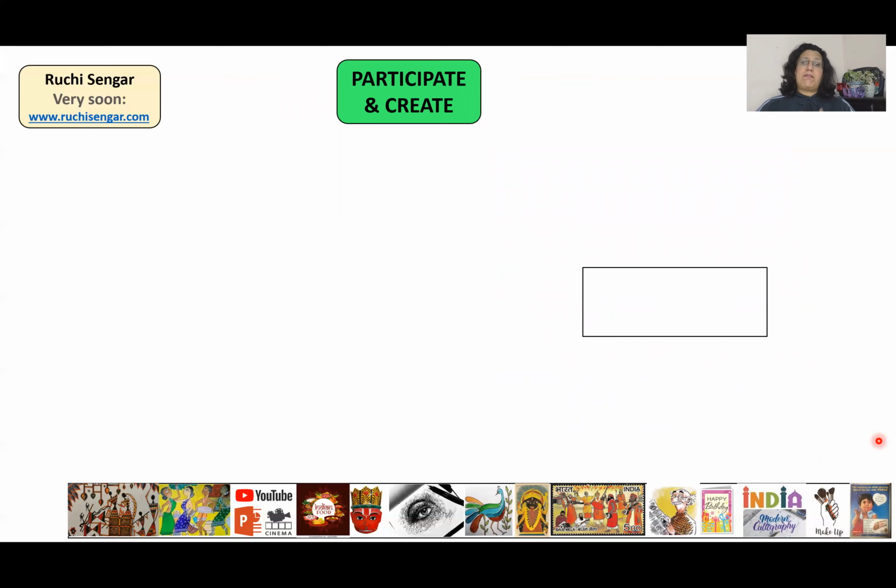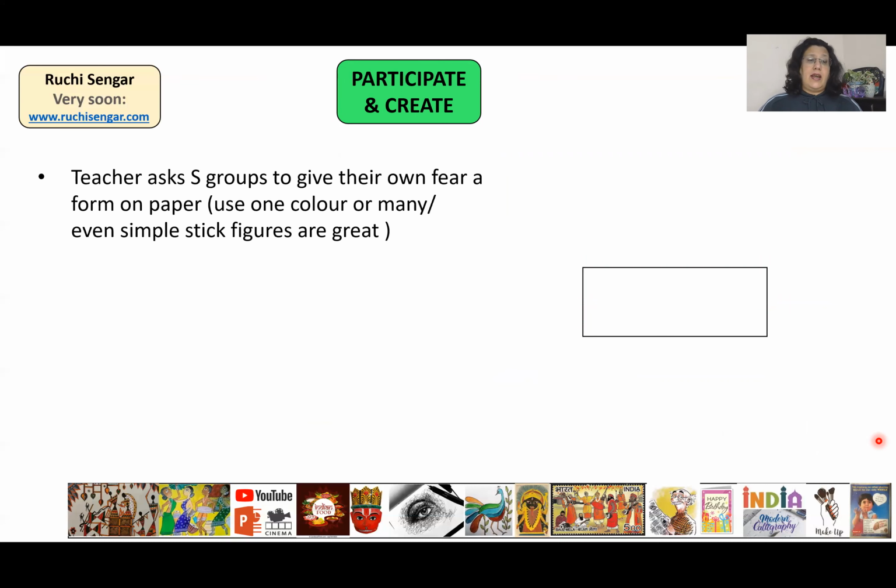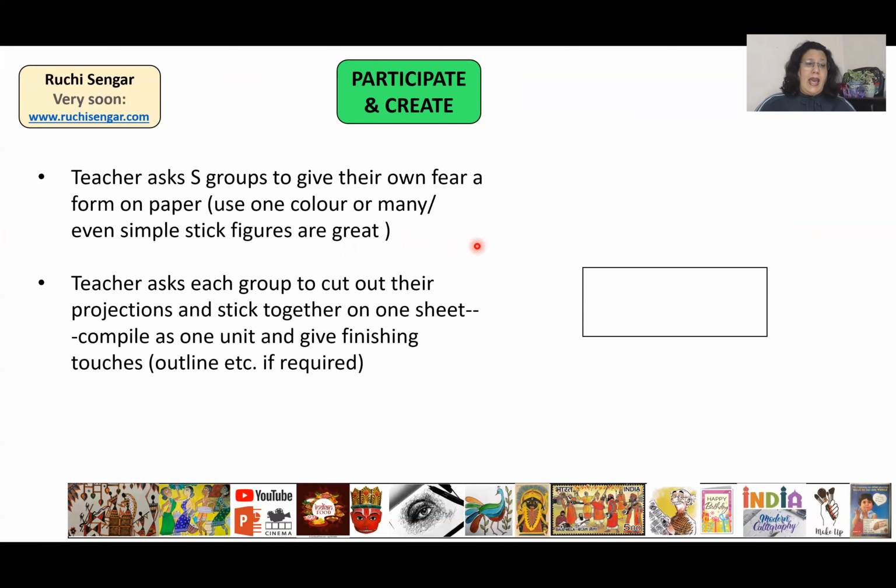And then I would say participate and create. So now I've shown them so much of art. So now I would say, teacher, ask the student groups to give their own fear a form on paper. Very quickly, roughly. Use one color or many. Even simple stick figures are great. Any form that they want to give. And then each group is to cut out their projections, whatever they have drawn, and stick it all together. Compile as one unit and give finishing touches. Any outline or anything that is required.